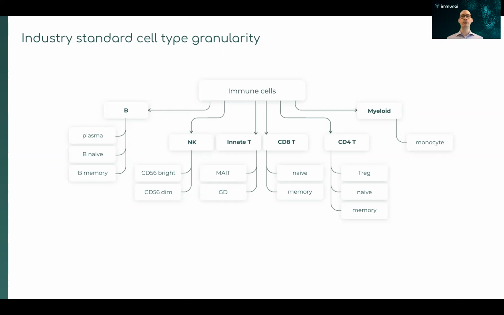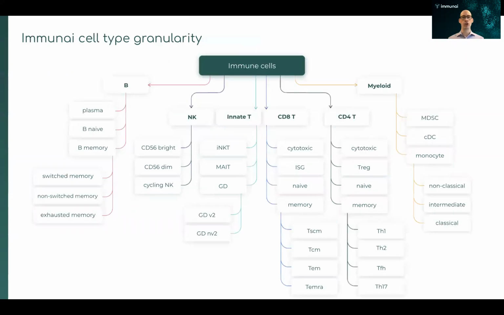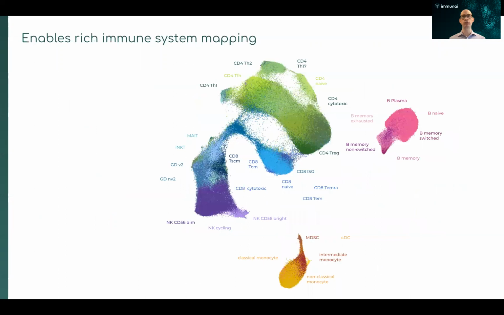But what we found is that when we invested in this sort of 3-tiered approach at Immunai for annotating cells, we were just able to get way more granularity in terms of the specific cell types that we have. And that granularity and that consistency across annotations allows us to have a much richer immune system mapping. So for a given project, we can understand the landscape of what someone's immune system is doing in way higher resolution than we can with industry standard annotation approaches.